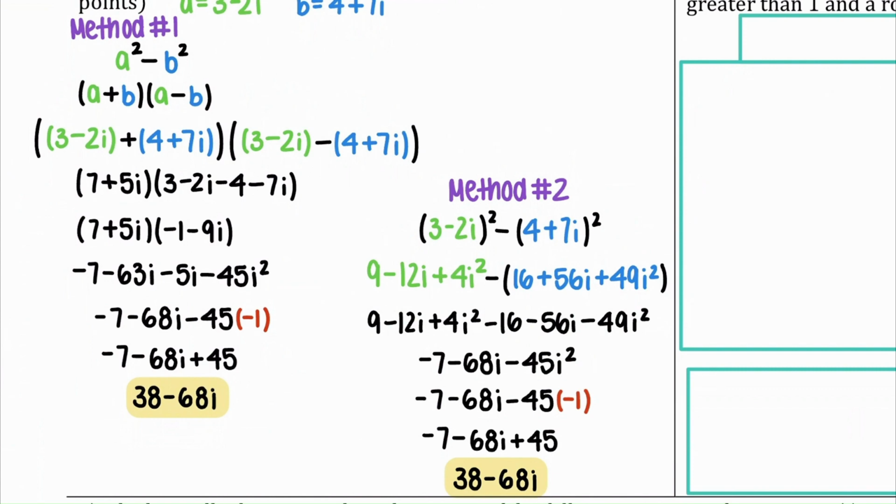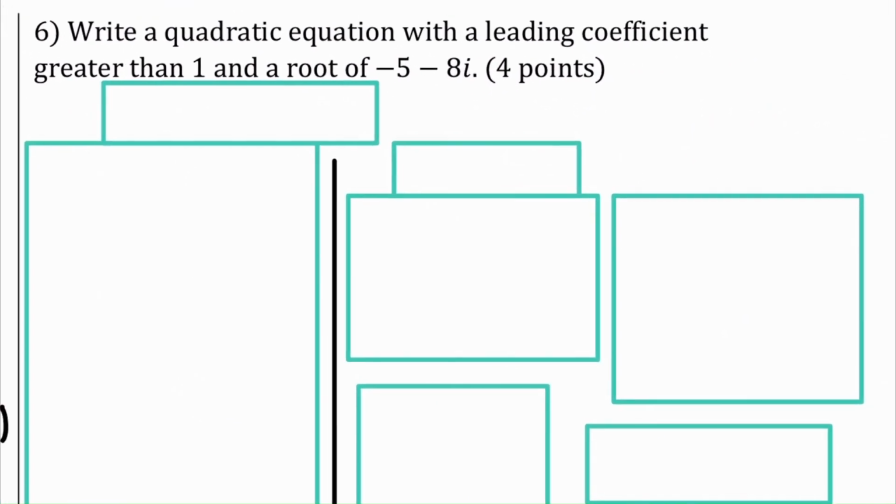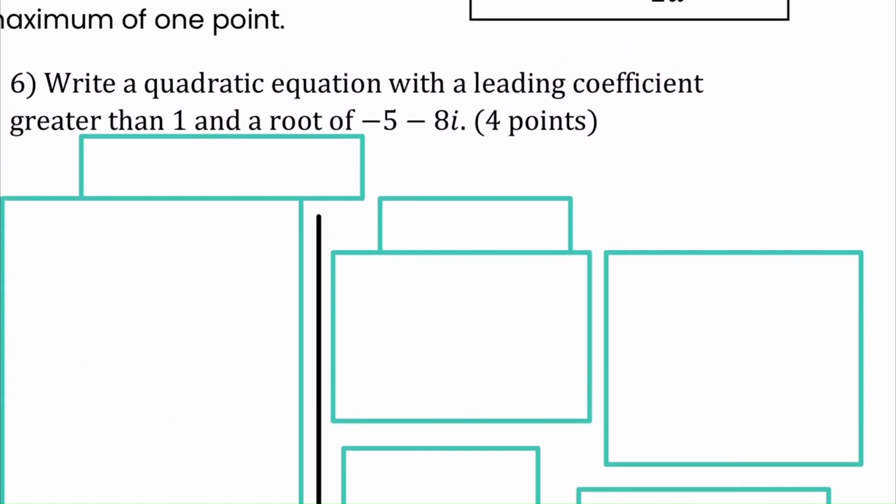Okay, now let's look at the next one. It says, write a quadratic equation with a leading coefficient greater than 1 and a root of negative 5 minus 8i. So this is as such. So we remember all quadratic equations follow the format of ax squared plus bx plus c is equal to y as such. And so when they say leading coefficient greater than 1, we have to remember leading coefficient is just the coefficient attached to the variable with the highest exponent, in this case a.